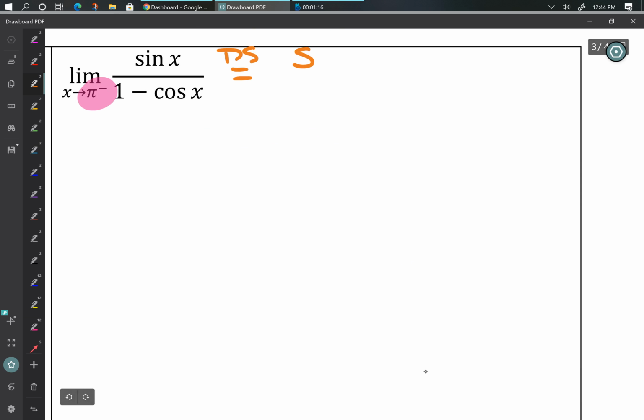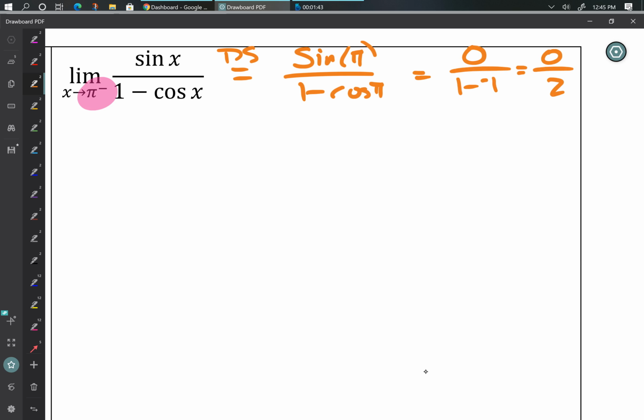Direct substitution. I'm going to get the sine of pi divided by 1 minus cosine pi. The sine of pi is 0. Cosine of pi is -1, so I have 1 minus a -1. 1 minus a -1 gives me 0 divided by 2. Well, 0 divided by 2 is 0. Don't need the L'Hopital's rule.